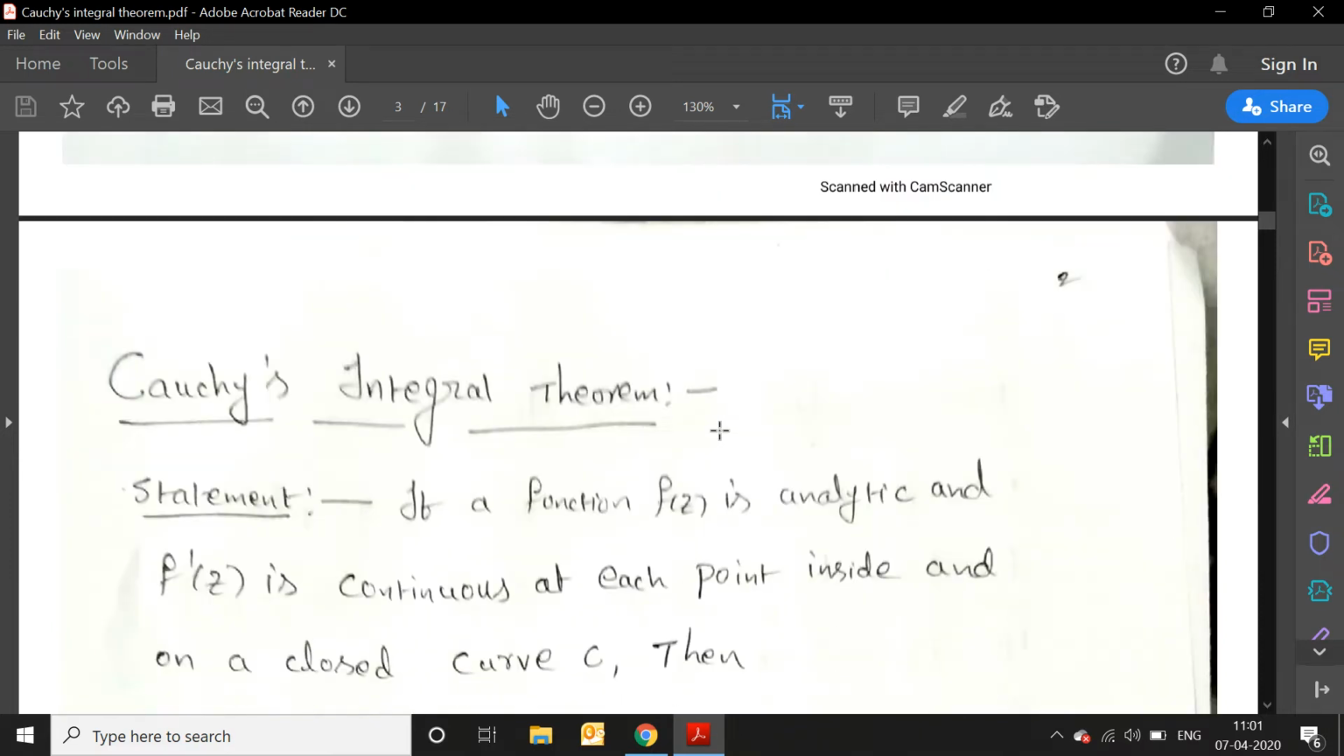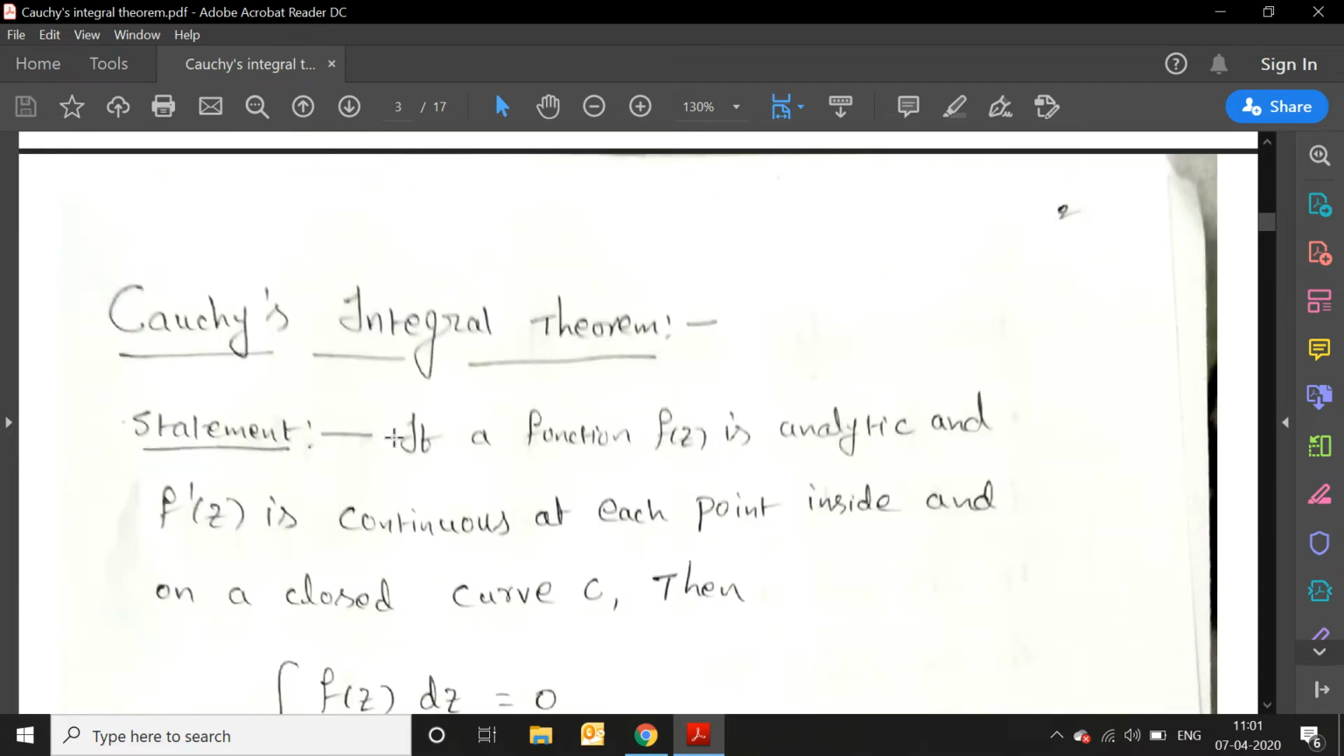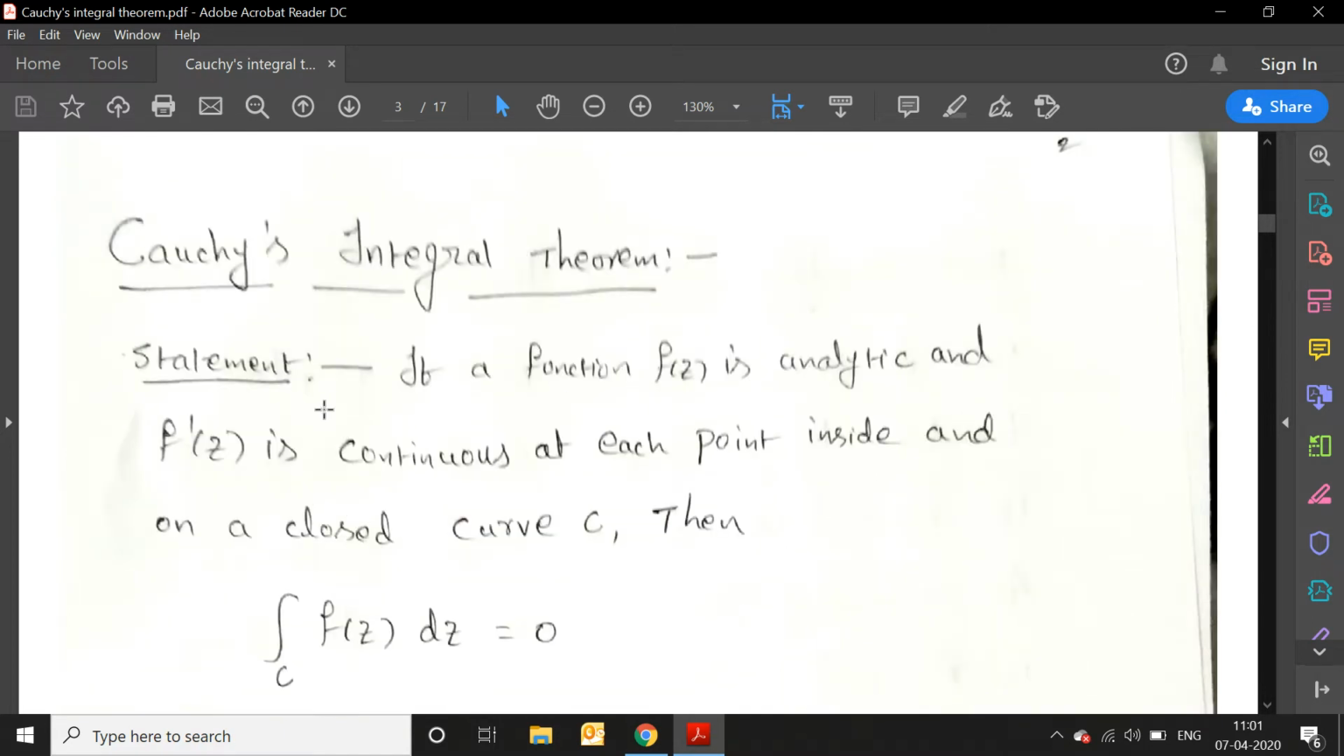And now we will discuss our main topic, Cauchy's integral theorem. The statement of Cauchy's integral theorem is: if a function f(z) is analytic and f'(z) is continuous at each point inside and on a closed curve C, then the integral over C of f(z) dz is equal to 0.